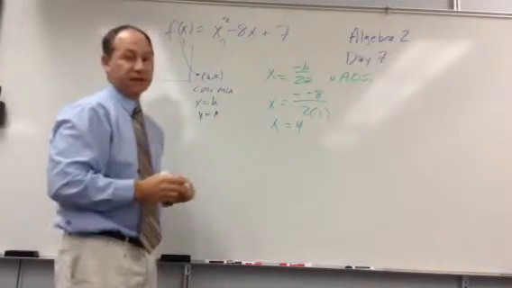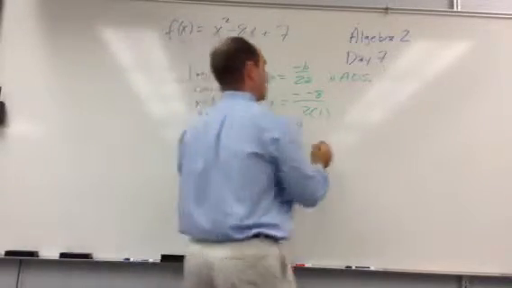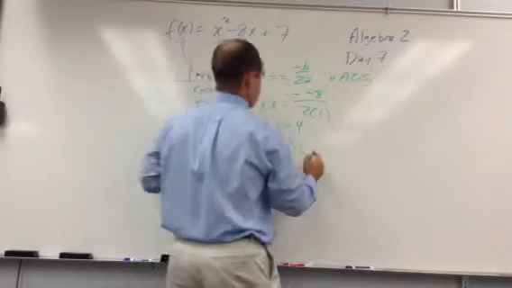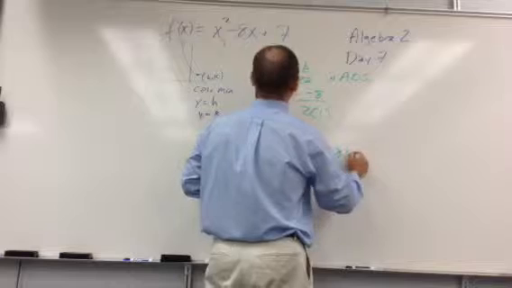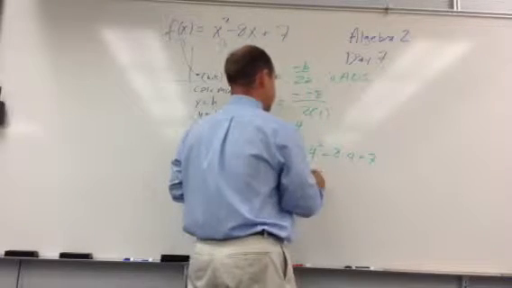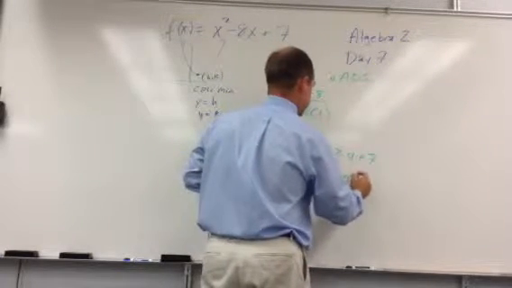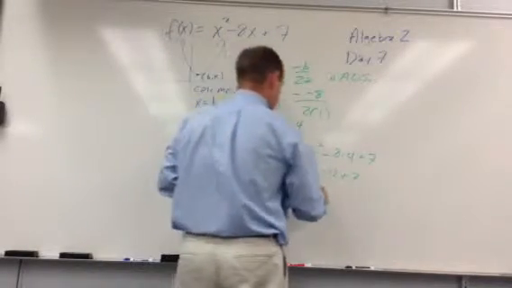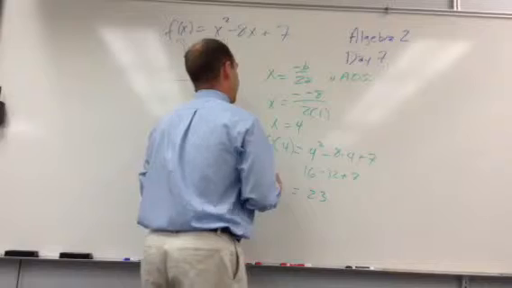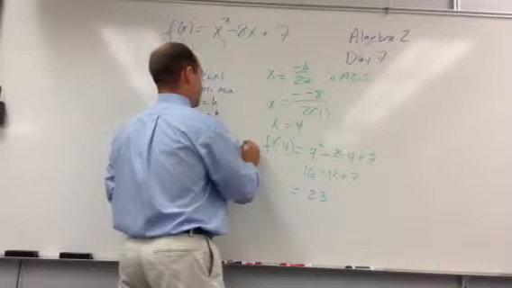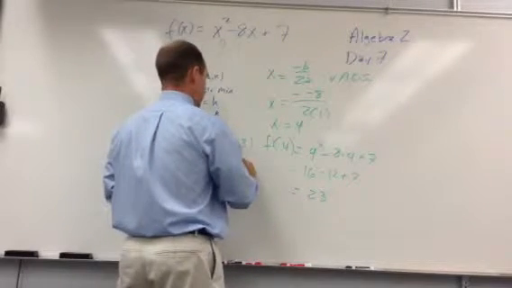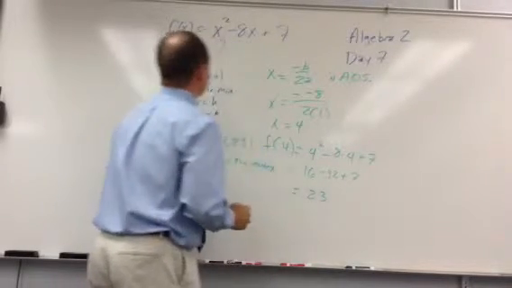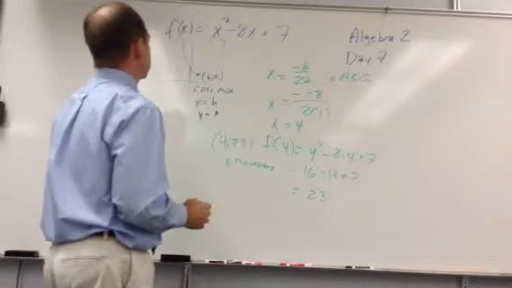Now that's not quite the vertex, but I know if that is the axis of symmetry, then the value of f at 4, so 4 squared minus 8 times 4 plus 7, 16 minus 32 plus 7, let's see, that's going to be negative 16 plus 7 is 23. Then I know that 4 comma 23 is the vertex. Well, that seems kind of high, doesn't it?